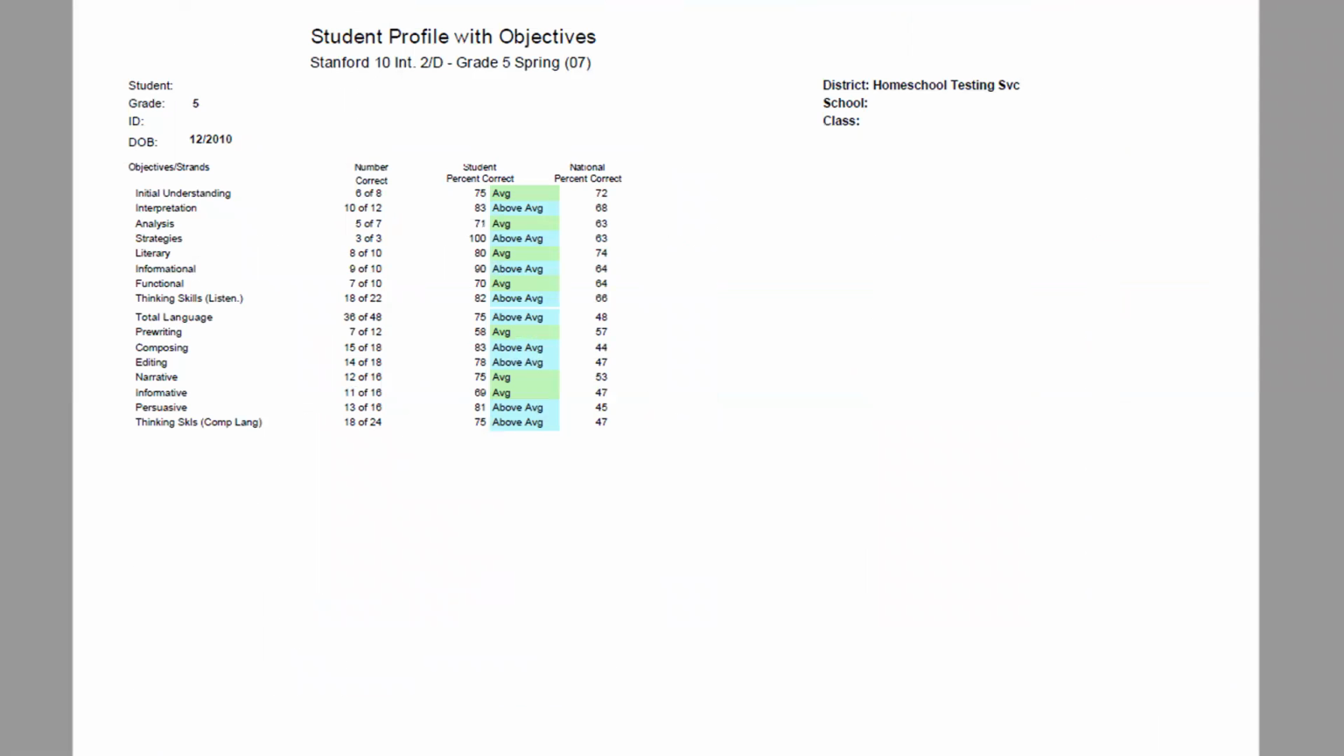Page 3 of the test results continues to break down each subtest.